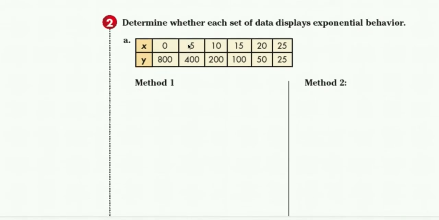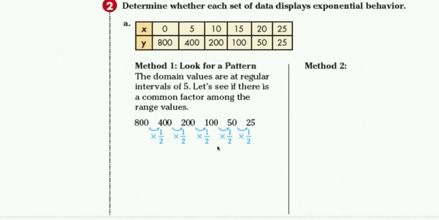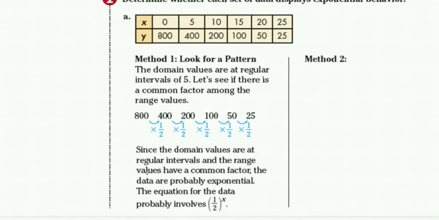To determine whether each set of data displays exponential behavior, method 1 is to look for a pattern. In this case, the domain values are at regular intervals: 0, 5, 10, 15, 20, 25. Let's see if there is a common factor among the range values. If you look at our range values, 800 times 1/2, there is a common factor of 1/2. Since the domain values are at regular intervals and the range values have a common factor, the data are probably exponential. So the equation for the data probably involves 1/2 raised to the x power. Again, this is considered an exponential function because your domain values are at regular intervals and you have a common factor for your range values.